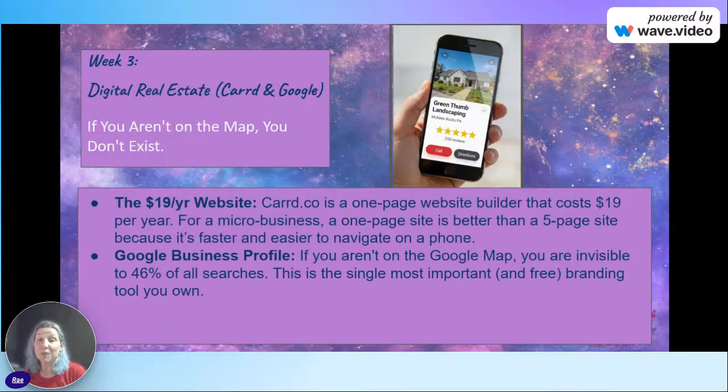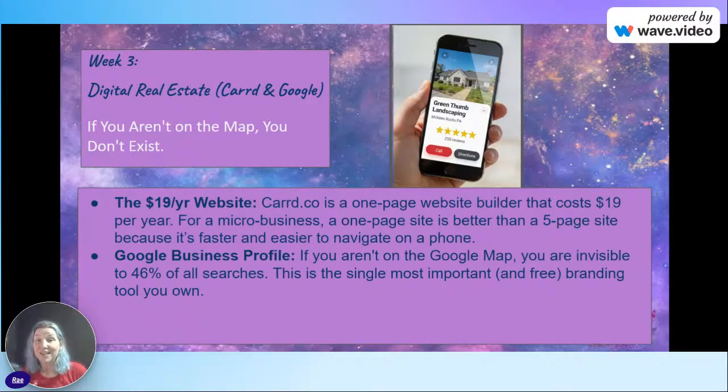So a Google My Business profile with accurate and complete information gets 7 times more clicks than an incomplete one. 7 times. Not 7% more. 7 times more.